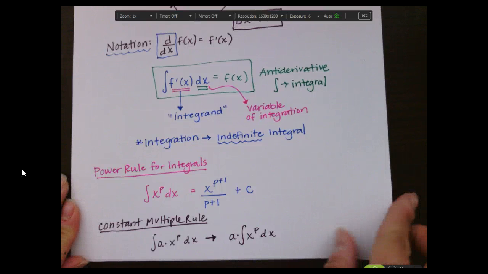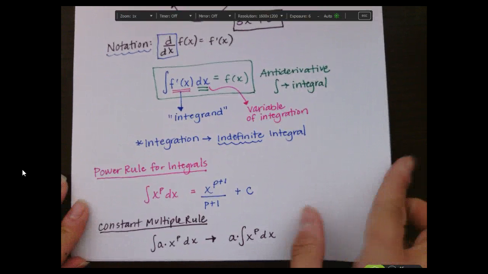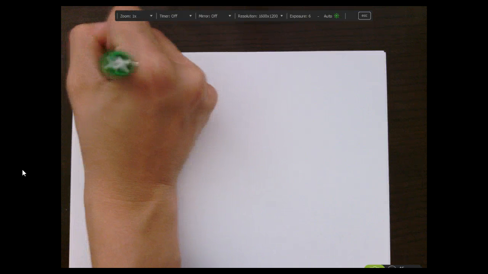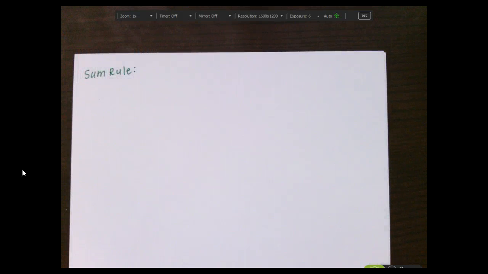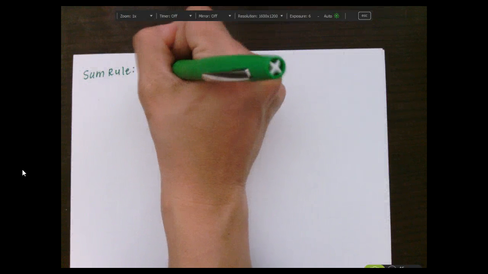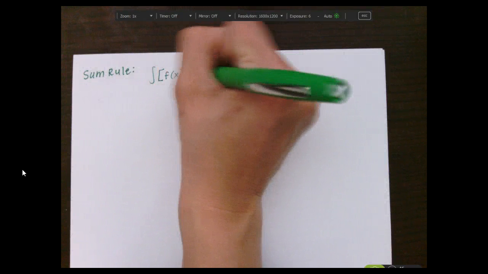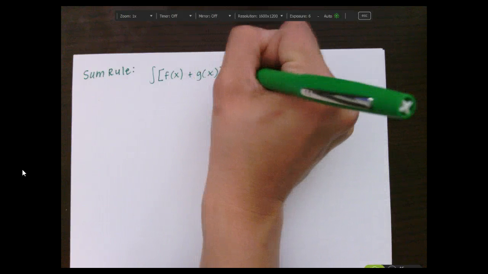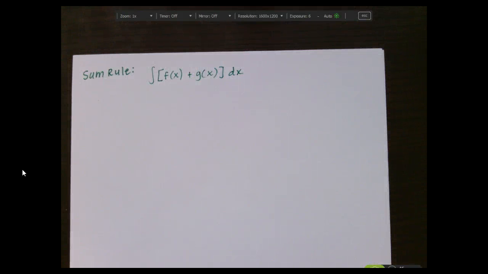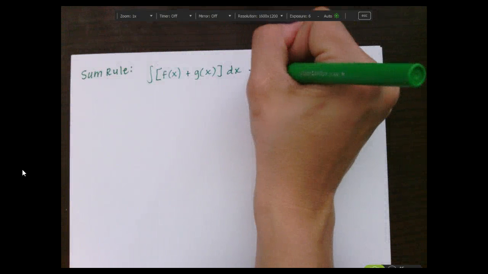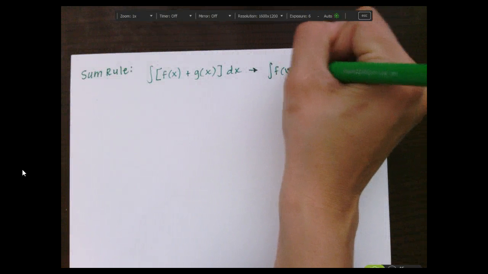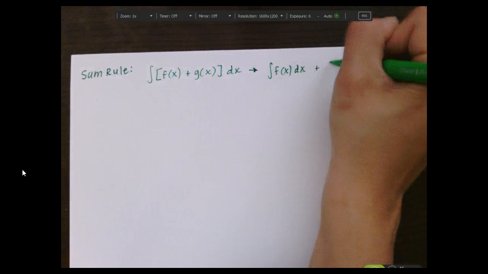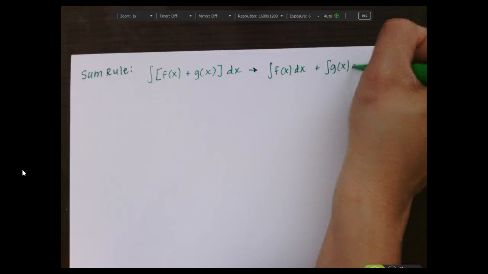One more rule. We have the sum rule for integrals. So the sum rule addresses the scenario of taking the antiderivative of two functions being added or subtracted, and it turns out that you are allowed to separate those into two different integrals or two different antiderivatives.